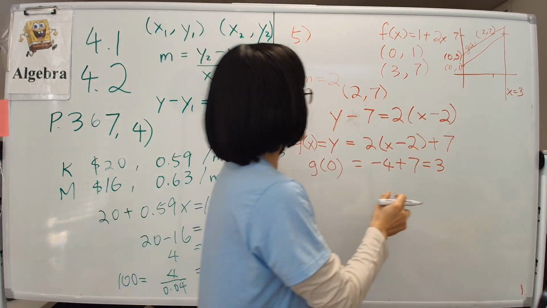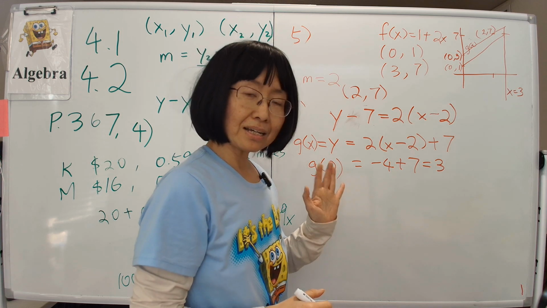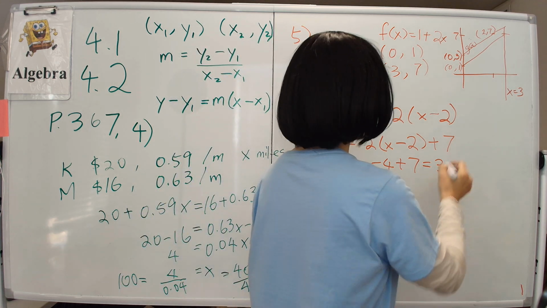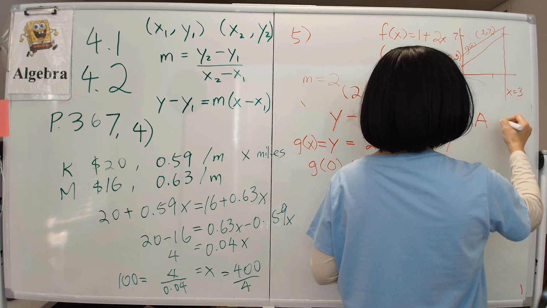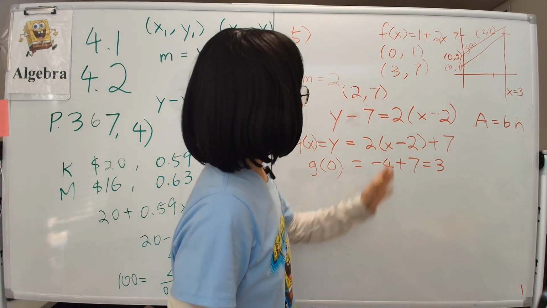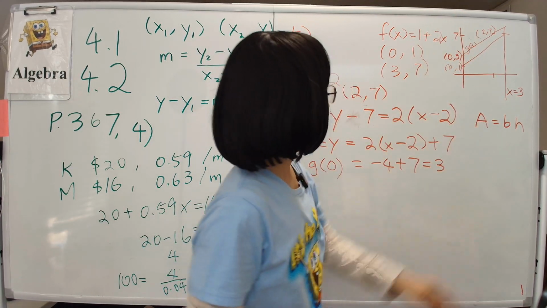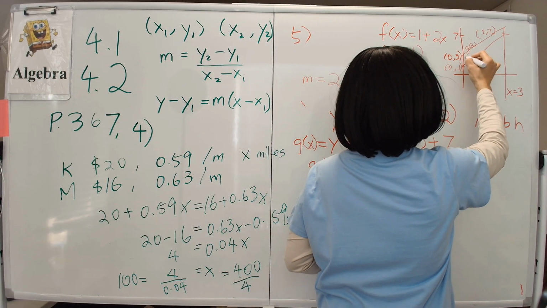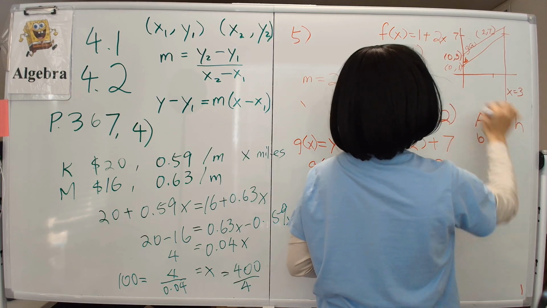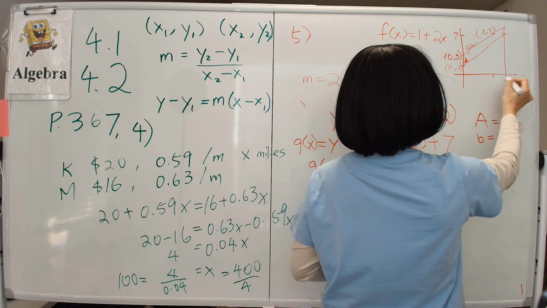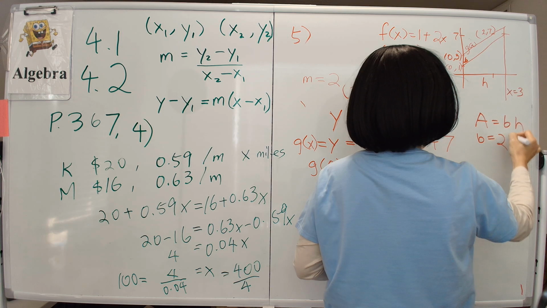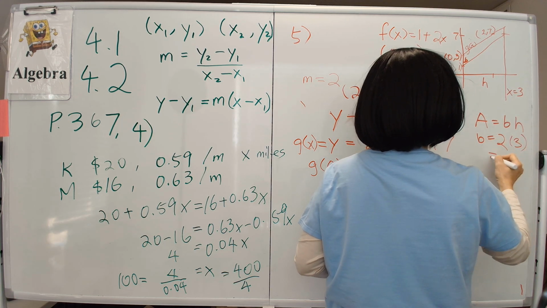So the area of the parallelogram is called base times height. So A is base times height, okay? A equals B times H. That's the area of a parallelogram. And we will consider this distance as the base. That's the base, B, which is equal to 2. So b equal to 2 because it goes from 1 to 3. And then the height is 3. This is the height, which is equal to 3. So the area would be equal to 6.